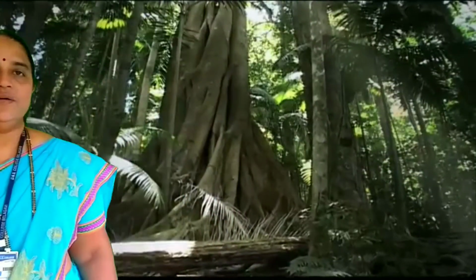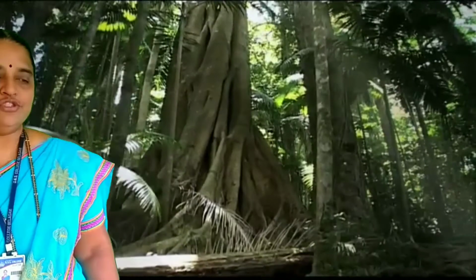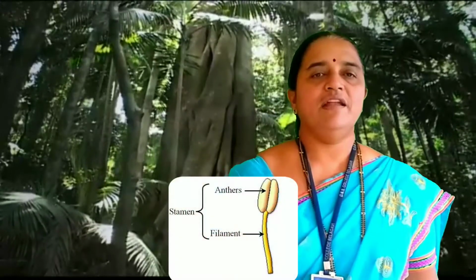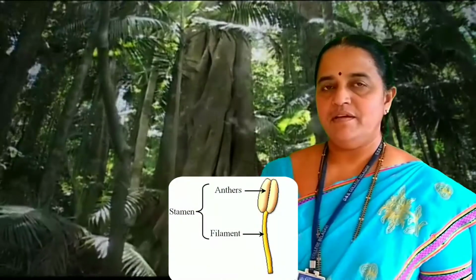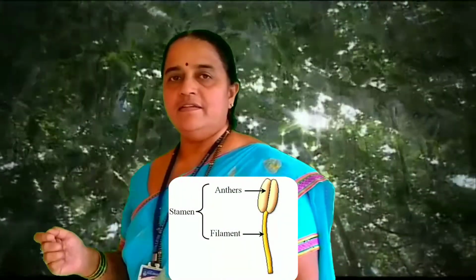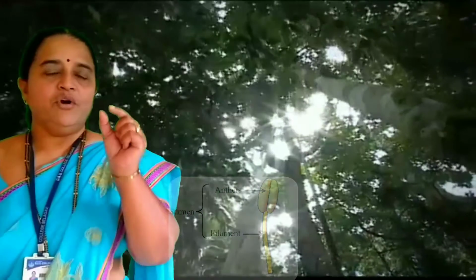The male reproductive part is androecium, and the members of androecium are called stamens or microsporophylls. You need to remember both the words. Each stamen has two parts, anther and filament. Filament supports anther. The point where anther is fused with the filament is known as connective.